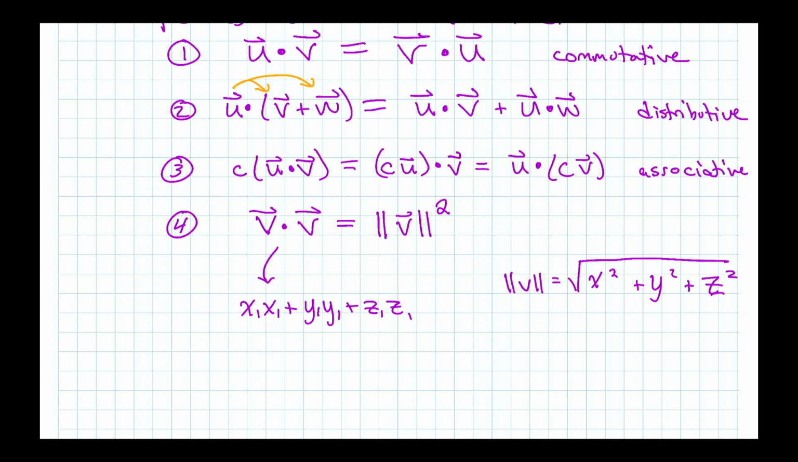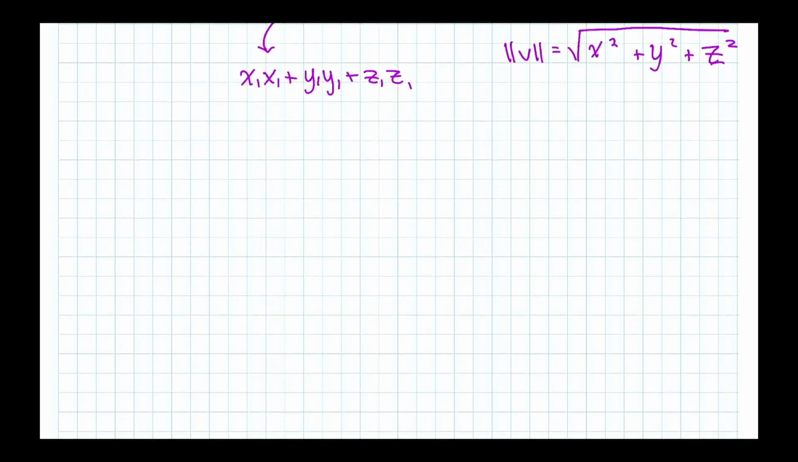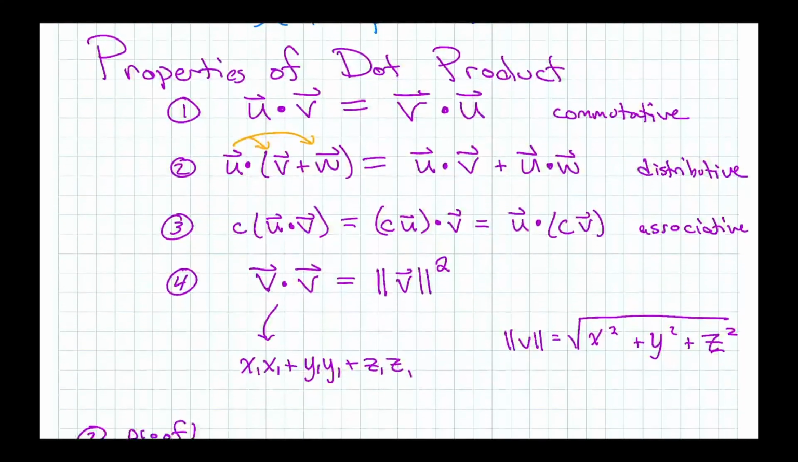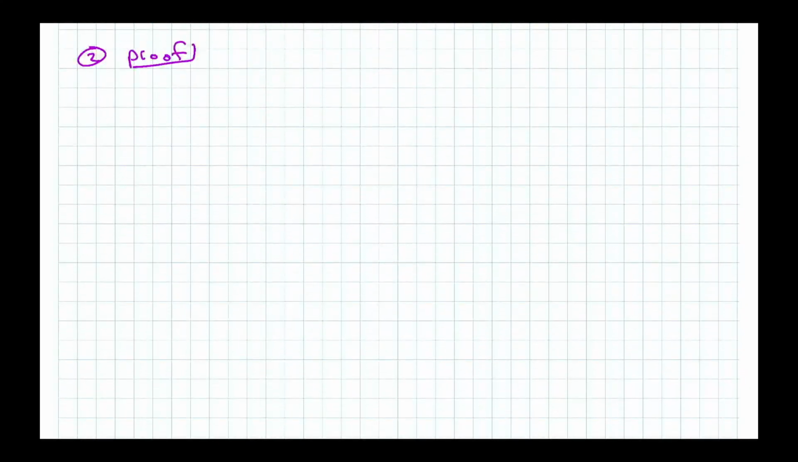Okay. So I don't know which of these we're going to prove. I mean, there's not really a lot to prove on any of these. So let's just pick maybe one to prove here. Neither one of them is very hard. Let's prove number 2. So number 2 proof. So what was number 2? It was this, right? We started with u dot v plus w. So u dot (v plus w) like that.